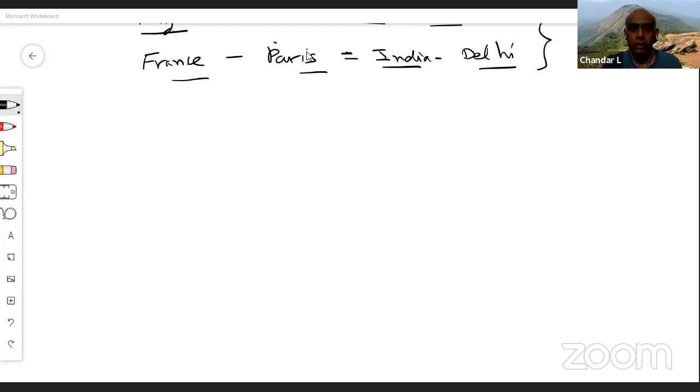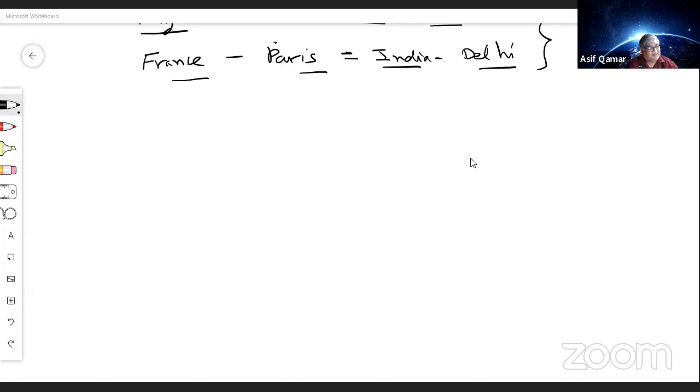Is there any way to make word embeddings that depend on the context, because the same word can mean different things depending on the context? I think, Asif, this is something that you are going to cover probably next week or the week after that. That is right. So, contextuality.